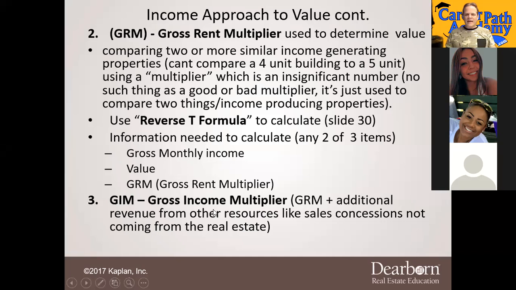The GIM, you're not going to use this at all ever, probably. You're definitely not going to use it on the exam. Probably just see it at the end of this chapter in the questions. The GIM is basically the gross rent multiplier plus adding additional revenues from other resources, like sales concessions, that don't come from the real estate. Other revenues that aren't coming from the real estate.